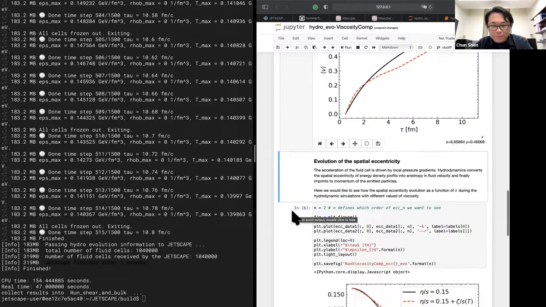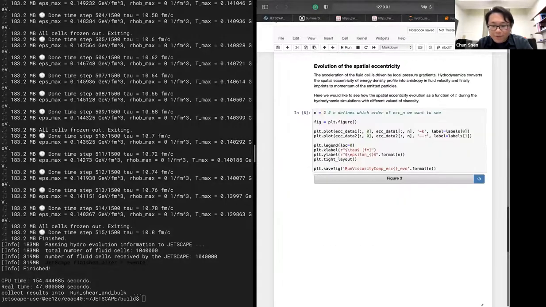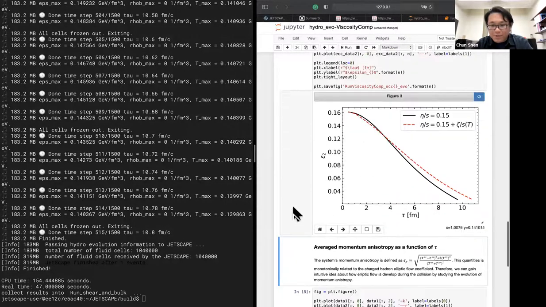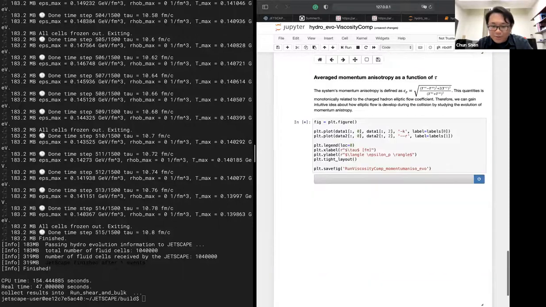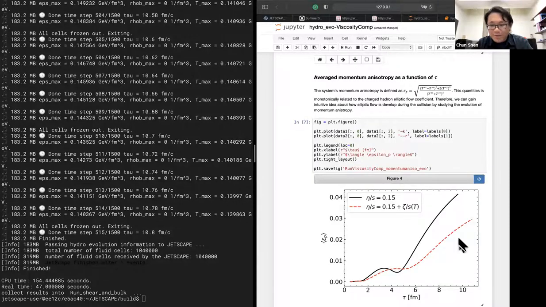And we can further look at the evolution of eccentricity, which is a little bit more complicated because it describes the changing shape of the fireball and also the development of momentum anisotropy. Overall, you can see that the bulk viscosity not only reduces the radial flow, it also reduces the development of the elliptic momentum anisotropy, which is related to elliptic flow. So both the mean pT of particles as well as v2 will be reduced when you include the bulk viscosity in the simulation.